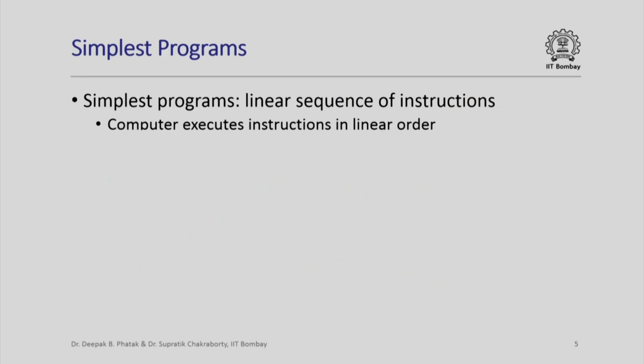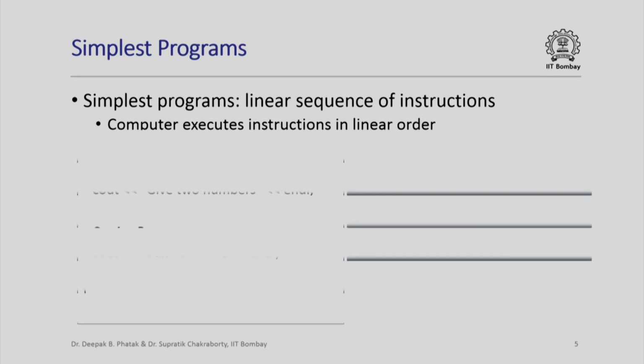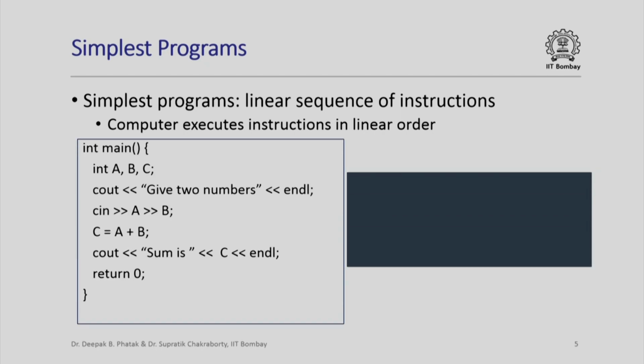Now, the simplest programs that we can write are basically a linear sequence of instructions, and the computer executes these instructions in the same linear order in which they appear in the program. For example, on the left pane here, you can see our friendly summing program, which reads two integers, adds them up and prints the sum out on your screen. And on the right hand side, I have shown the computer screen as it might appear as the instructions in this program are executed sequentially.